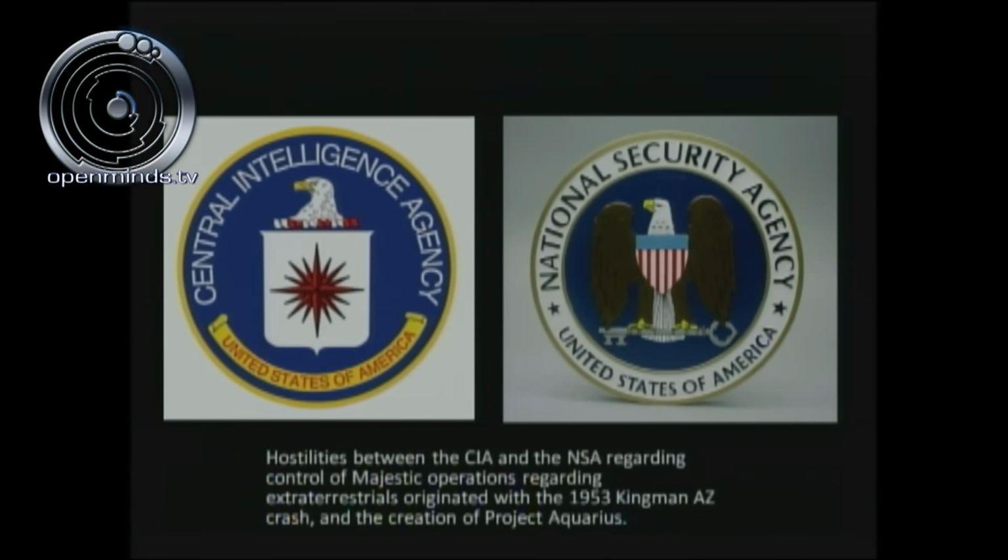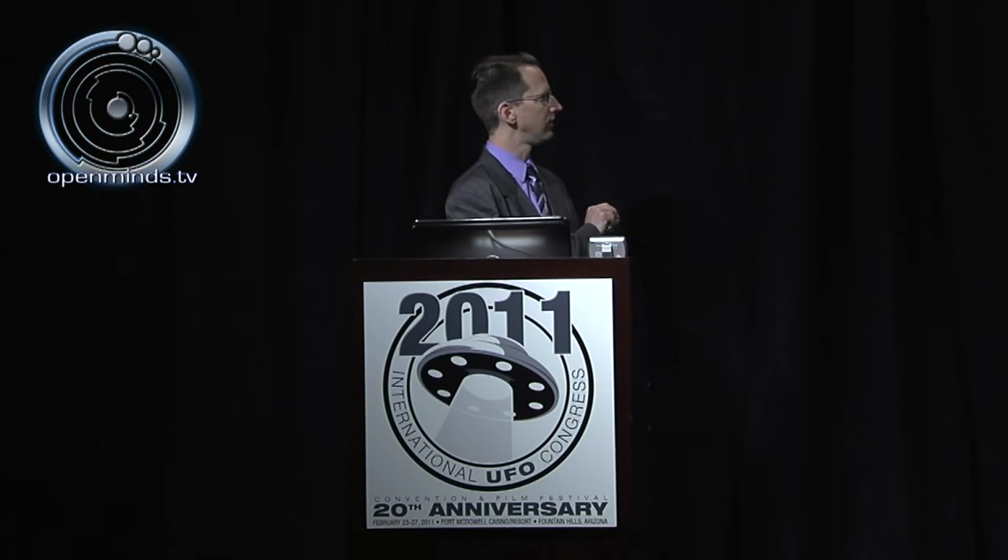In 1952, it was the National Security Agency who, according to the CIA, had improper intelligence, so partial Majestic control of Project Aquarius was handed over to the, quote, new boys on the block because they came after the Central Intelligence Agency. So there was this animosity that continues today between the Central Intelligence Agency and the National Security Agency.